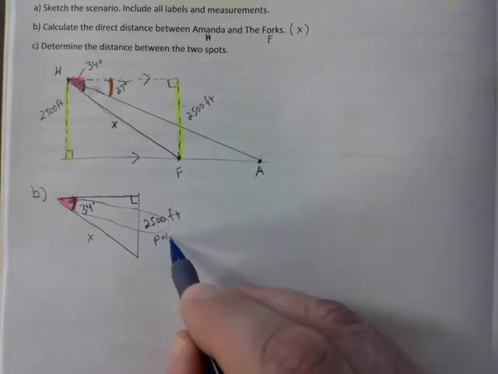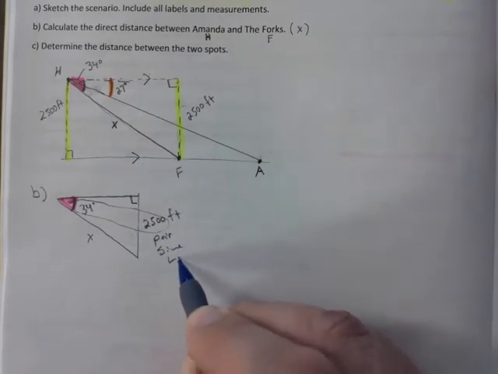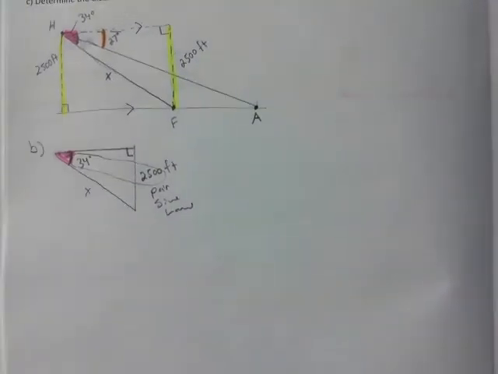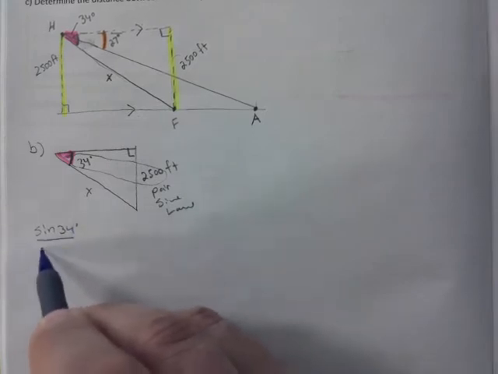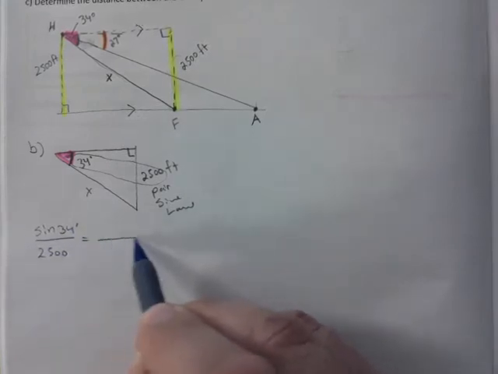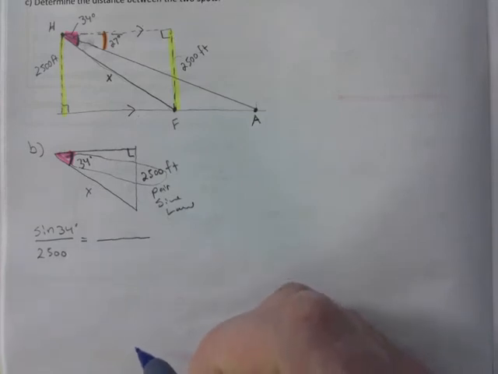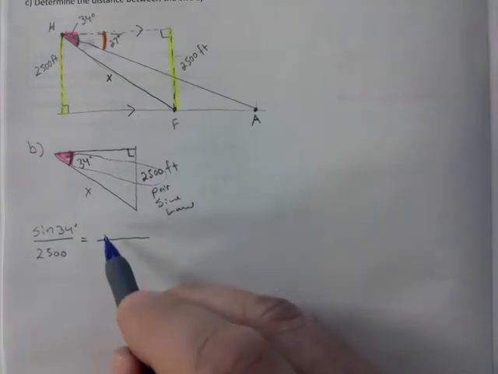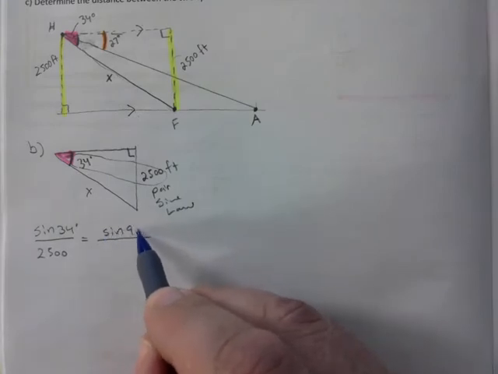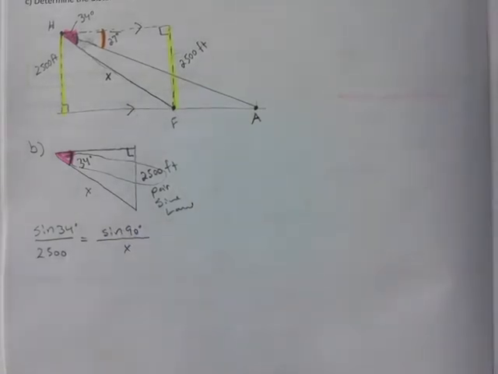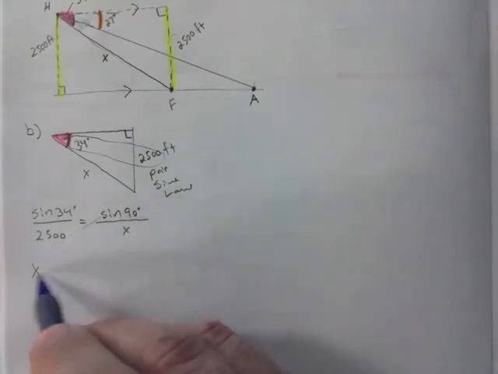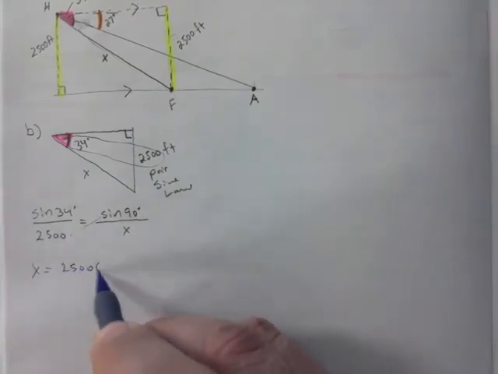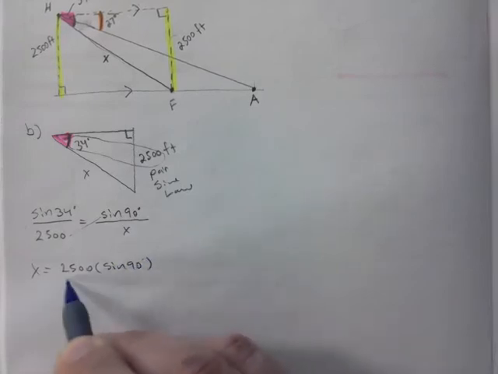You have a pair, so sine law. Sine of 34 over 2,500, equals sine of 90 over X. In the previous years, you would have used SOHCAHTOA here. So I can cross multiply and divide. X is equal to 2,500 times sine of 90, which we know by now is just 1.